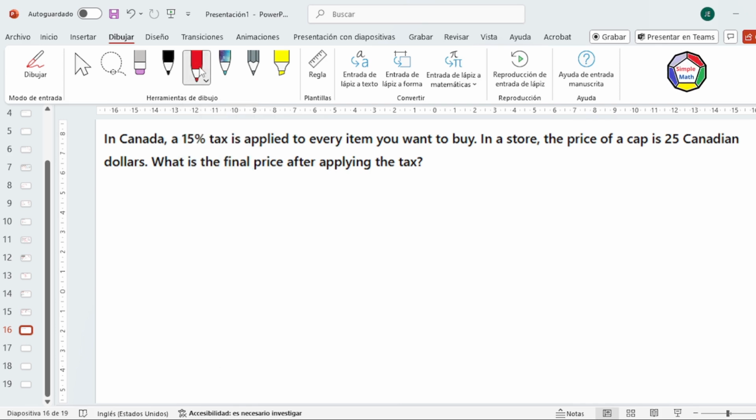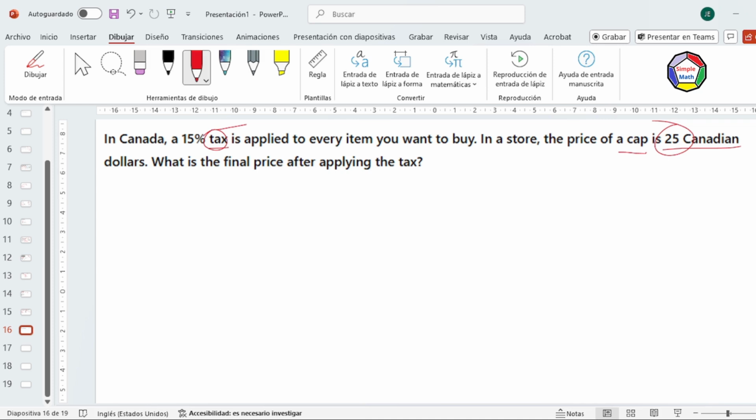So the problem says, in Canada, 15% tax is applied to every item you want to buy. In store, the price of a cap is 25 Canadian dollars. What is the final price after applying the tax? So the key word here is tax. Tax means an extra money you have to pay for each article you want to buy. So the problem is speaking about a cap that is 25 Canadian dollars. It is supposed to cost 25, but you have to pay more due to tax, okay?